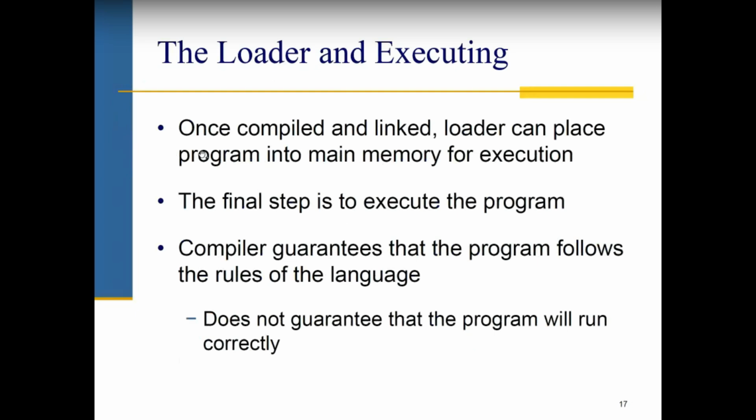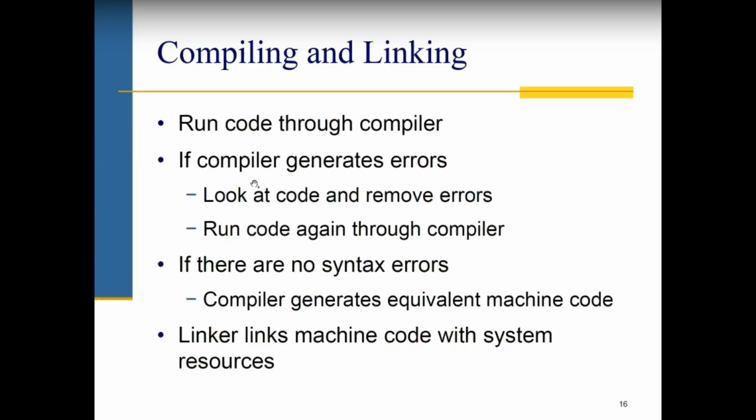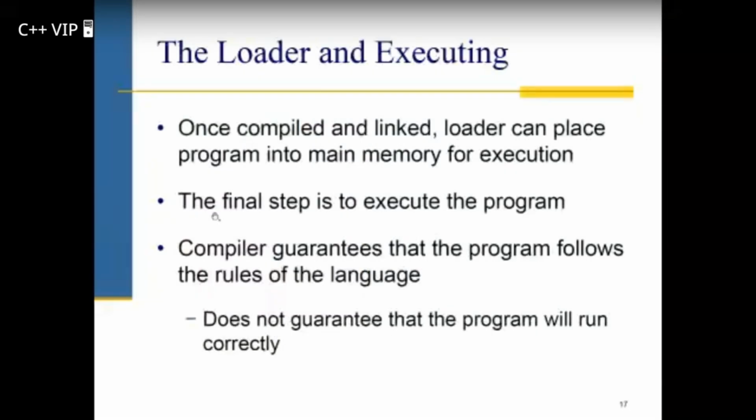Here, the loader and execution. Once compiled and linked, I think they are explaining what I have explained right here. Once compiled and linked, the loader can place the program into the main memory for execution. The final step is to execute the program. The compiler guarantees that the program follows the rules of the language. Okay, that does not guarantee that the program will run correctly, but it's just following the procedure or the algorithm that has been set for programs to be loaded into memory.